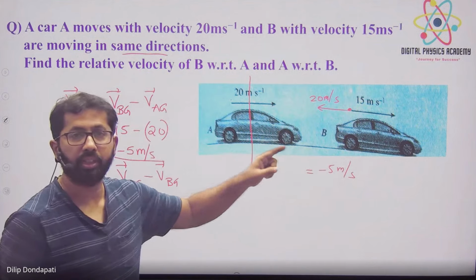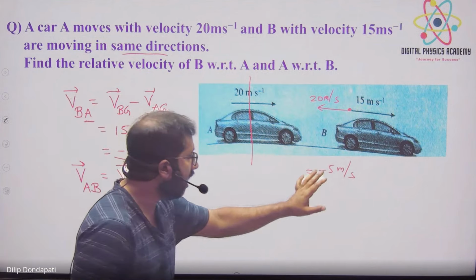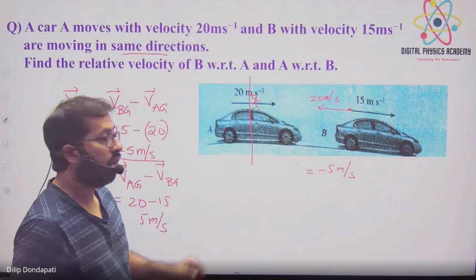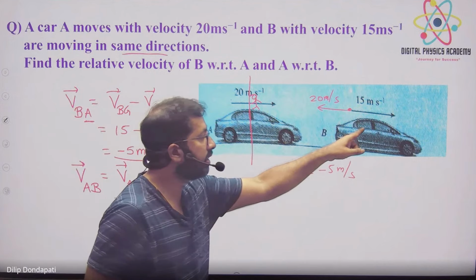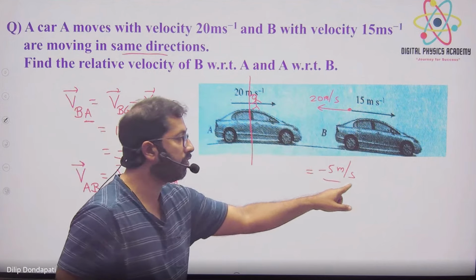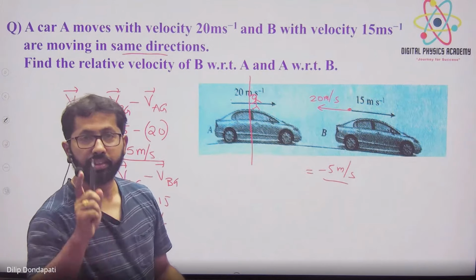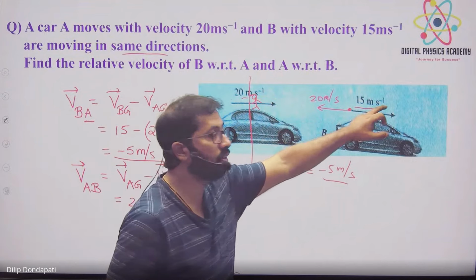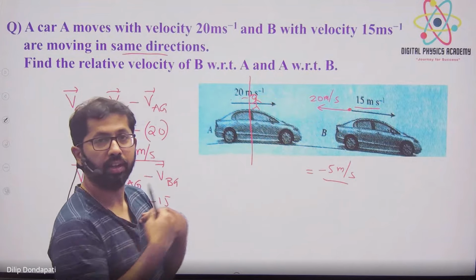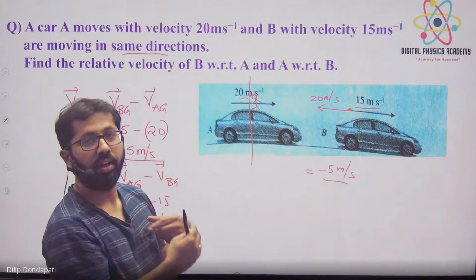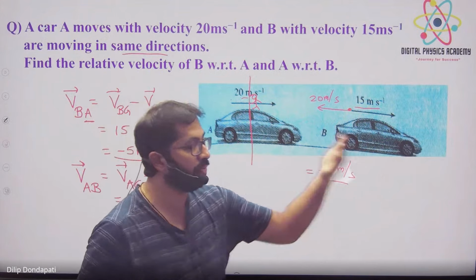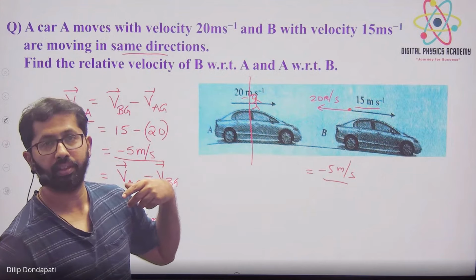Understand the concept. Suppose you are standing on the car, you feel that the car is coming backwards with minus 5 meters per second. Does it seem right? Look, you are going at 20 meters per second, the car is going at 15 meters per second. How will you feel that the car is coming backwards? That is the meaning. Minus 5 meters per second means you feel the car is coming backside with minus 5 meters per second. Understand?